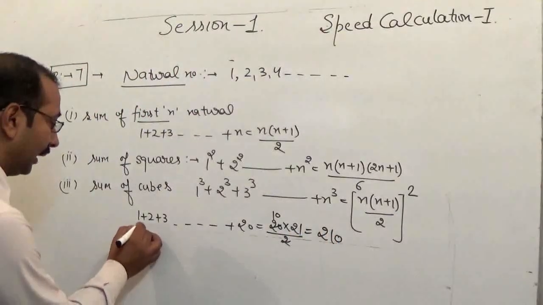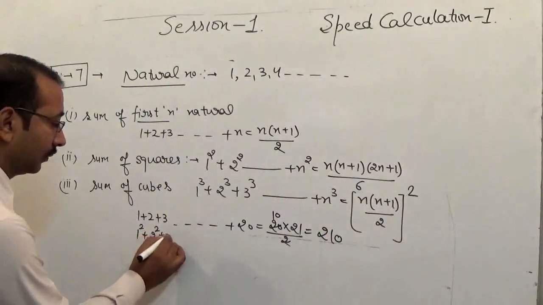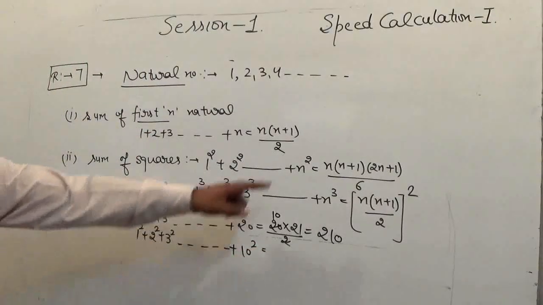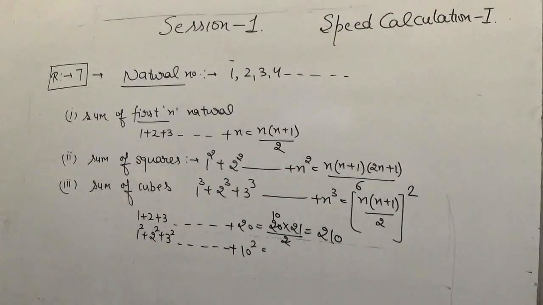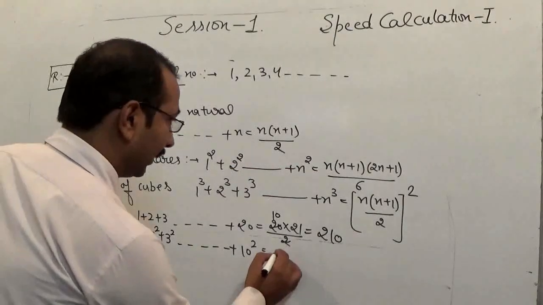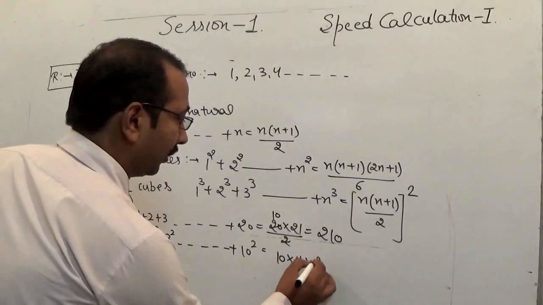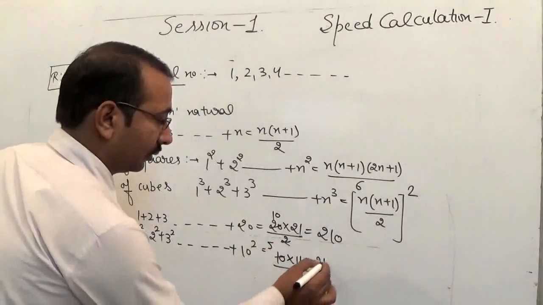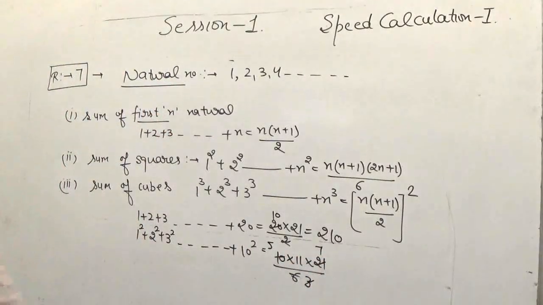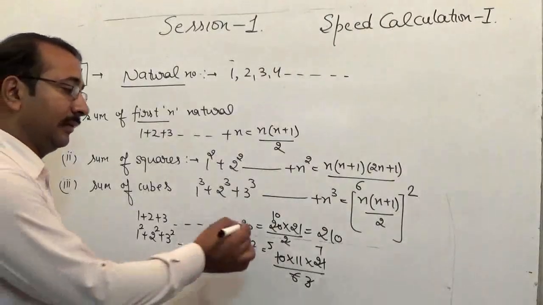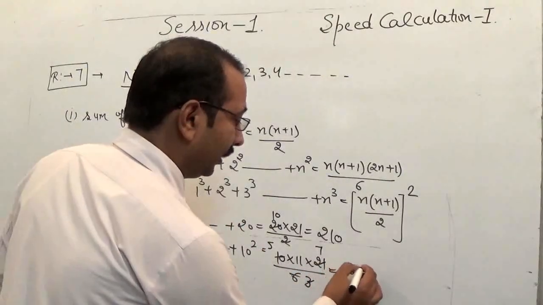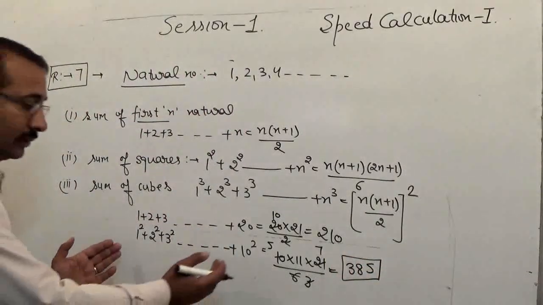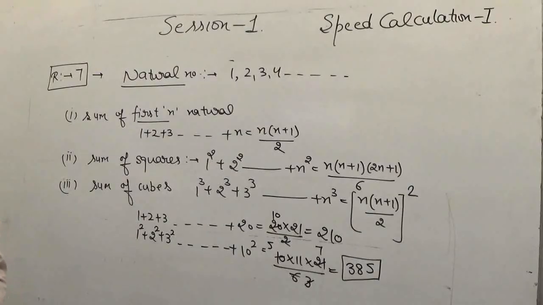In a similar way, I have to find 1 square plus 2 square plus 3 square, up to 10 square. So here I will apply my formula number 2, n into n plus 1 into 2n plus 1 divided by 6. So I will take it as 10 into 11 into 21 divided by 6. 2 will go into 10 five times, 3 will go into 21 seven times. Then 7 into 5 is 35, and 35 into 11, the answer is 385. So the sum of the squares of these numbers is 385.